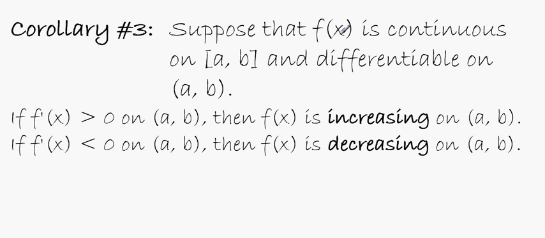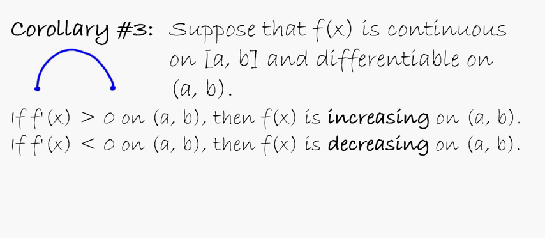Quick word about the hypotheses. We want to be able to apply this corollary to functions that look like this, maybe semicircular in nature, where you have a vertical tangent here or a vertical tangent there. The function is continuous on the closed interval. It's just not differentiable at the endpoints necessarily. Maybe it is, maybe it isn't. This corollary doesn't care.